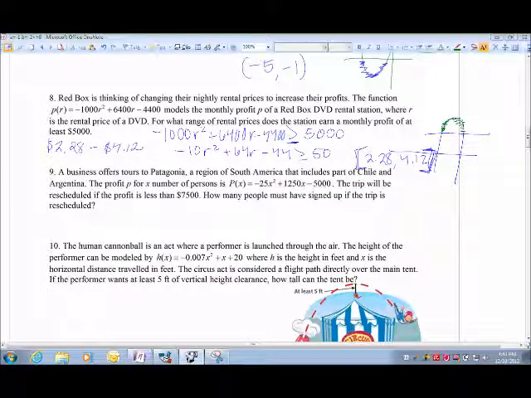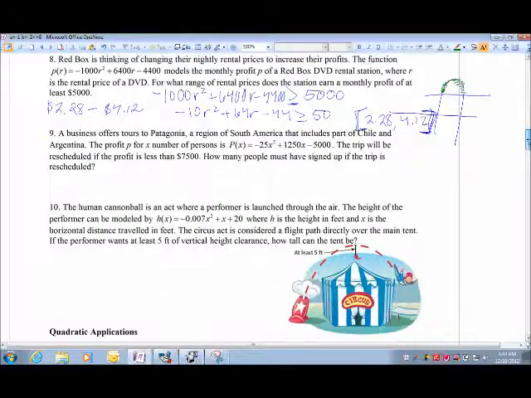Okay, so a business offers tours in Patagonia, a region of South America that includes part of Chile and Argentina. The profit, P, for X number of persons, P of X, is equal to negative 25X squared plus 1,250X minus 5,000. The trip will be rescheduled if the profit is less than $7,500. How many people must have signed up if the trip is rescheduled?